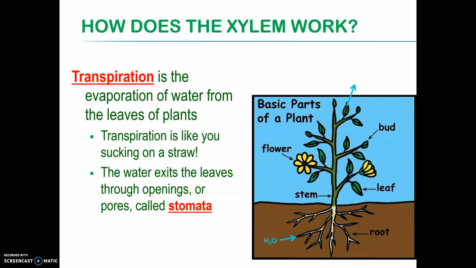Now, sometimes this is good if you live in a place where there's a lot of water, like a rainforest or something. But sometimes this is bad, especially if you live somewhere like the desert. And so your plants in the desert have made adaptations to protect themselves from this transpiration. They've got little cells that close those stomata so that water cannot escape, and those are called guard cells.